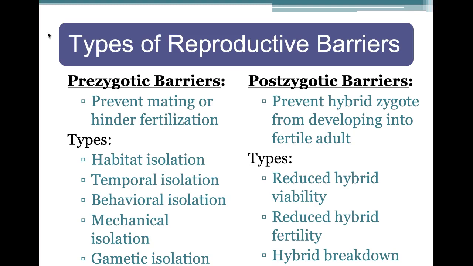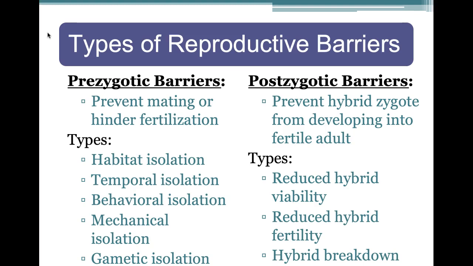The first type is reduced hybrid viability, and in this case, the offspring does not fully develop. If it's not viable, that means the offspring ends up dying within its development, sometimes before it is even born. A second type of postzygotic barrier is reduced hybrid fertility. So now we have offspring, but in this case, the offspring often are not fertile. So they're sterile, so they can't have offspring or children.